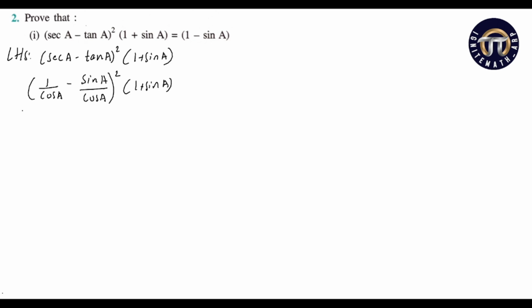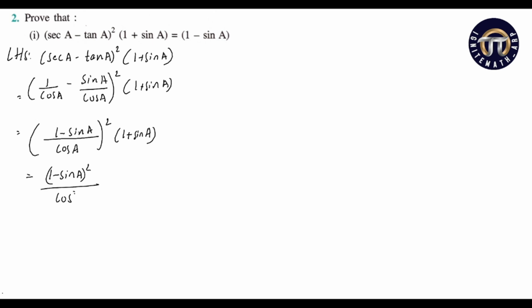So inside the bracket, when I take the LCM and simplify, LCM is going to be cos a. So (1 minus sin a) the whole square, and 1 plus sin a as it is. So now I can separate this square. I can write this one as (1 minus sin a) the whole square divided by cos square a, into (1 plus sin a). Clear, children?